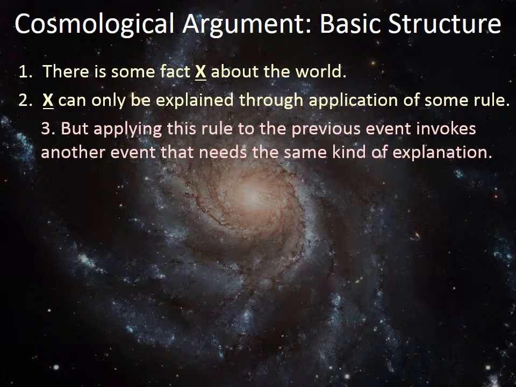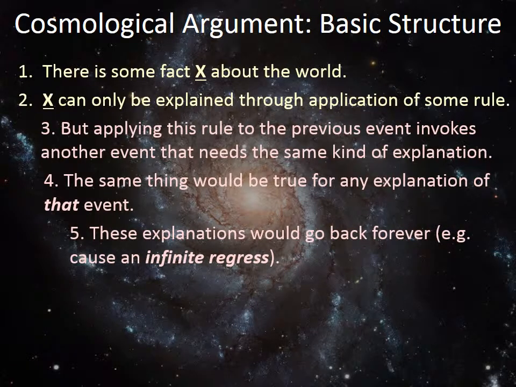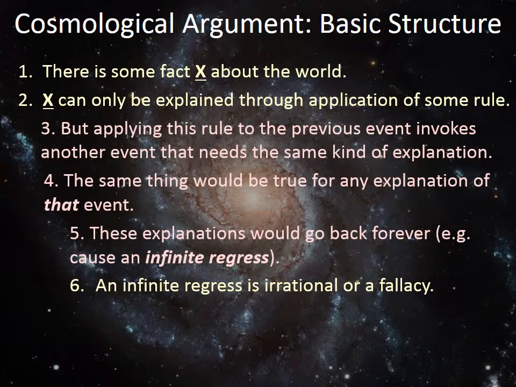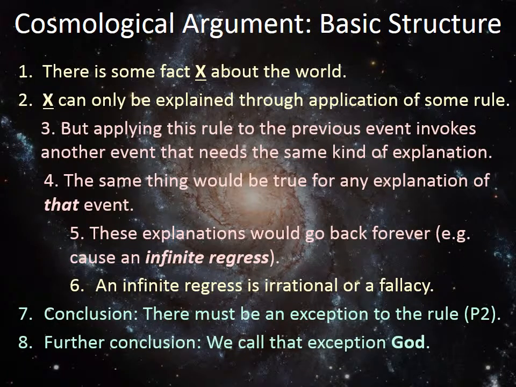Third, we note that applying this rule to explain the first observed thing leads to another event that needs the exact same kind of explanation. But the same thing would be true for any natural explanation of that event. These explanations therefore would go backwards forever, that is to say cause an infinite regress. 6 is the claim, another premise really, that an infinite regress is irrational, nonsensical, or a fallacy. In the 7th step, conclude that there must be an exception to a rule in premise 2. We finally conclude that this exception is what we call God.